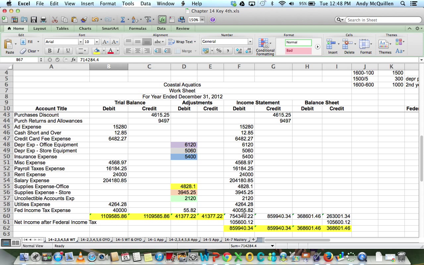I run that across. And then I finish this. Remember, I subtract this minus this is $105,600. Do the same thing over here. Big number minus small number, and then we have completed the worksheet.